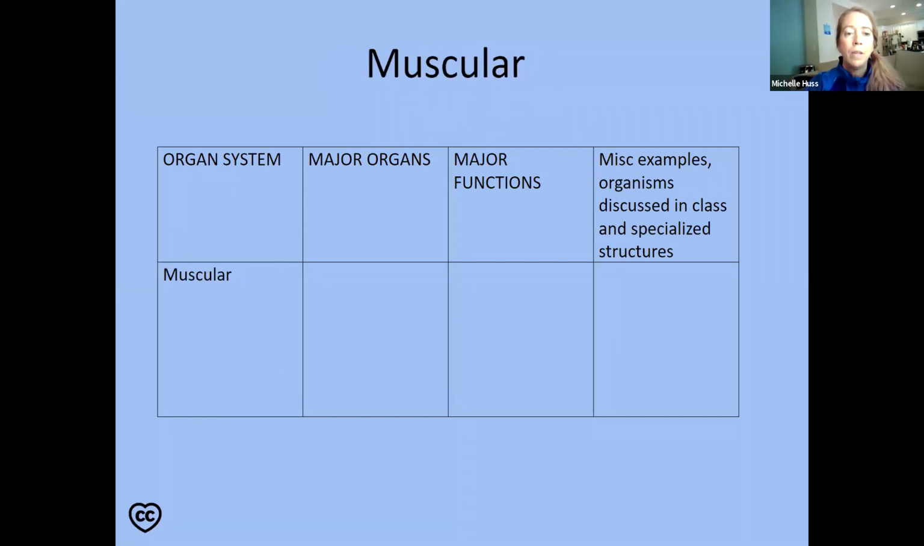Okay, let's go back up. And so you'll watch this video, and in the video, it will talk about major organs and major functions and miscellaneous examples that we will discuss, okay? So for example, for digestion, functions that you're probably going to be writing down would be things like digestion, that's to break down your food, and absorption, that's to absorb the broken down food into your bloodstream. Major organs, I would put things like GI tract. So small intestine, large intestine, stomach, mouth, okay?